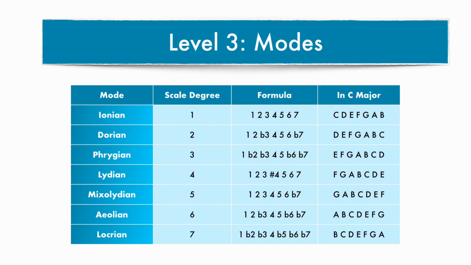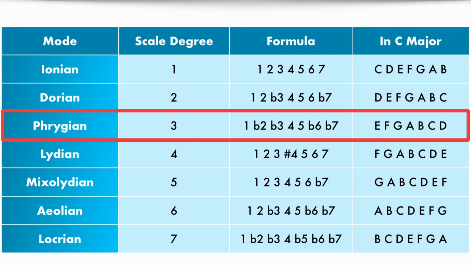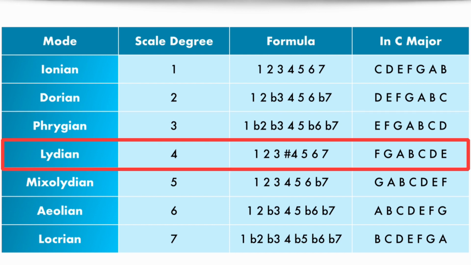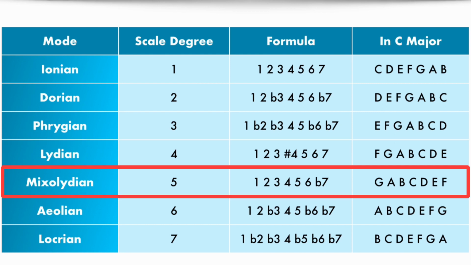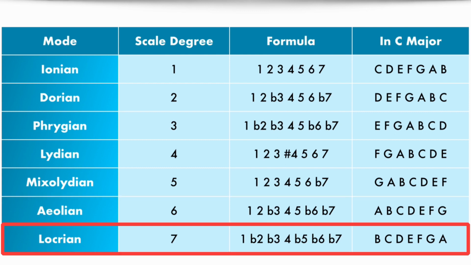Continuing this process for all of the other scale degrees in C major, we can get the following table. The third mode of a major scale is Phrygian. In the context of C, we have E Phrygian. The fourth mode of the major scale is Lydian. The fifth mode is Mixolydian. The sixth mode is Aeolian. And the seventh mode is Locrian.